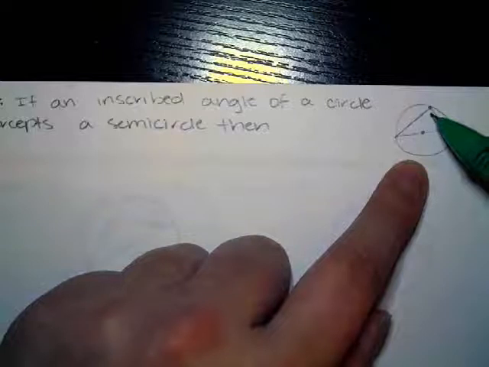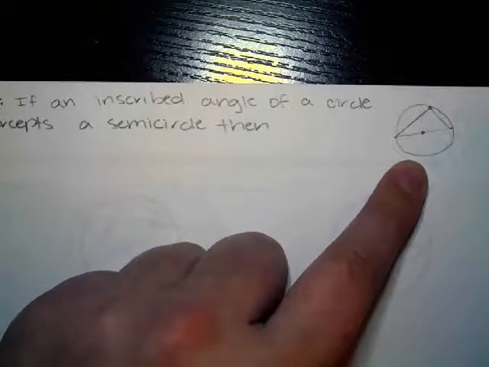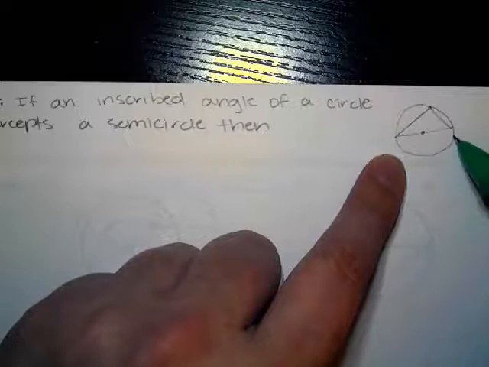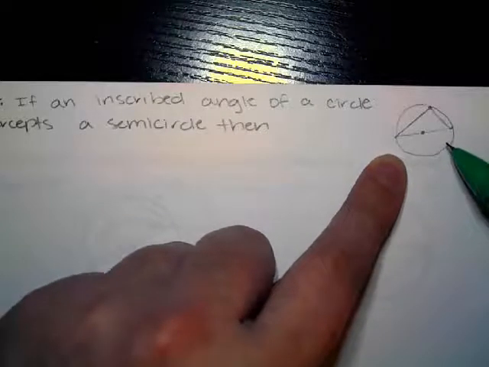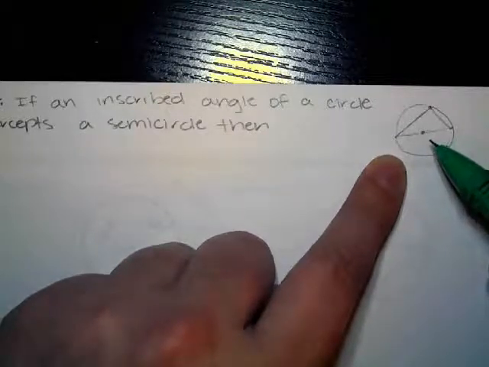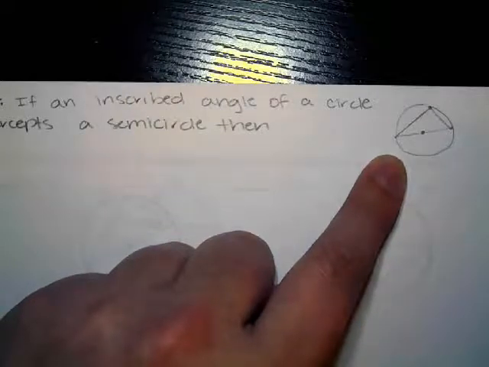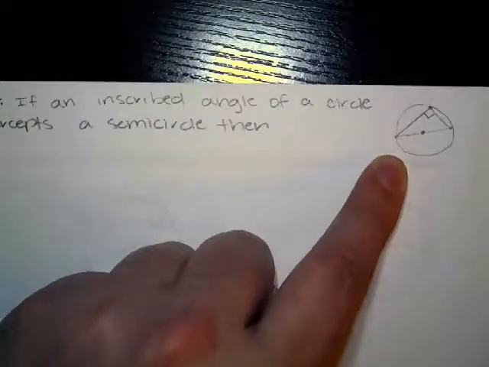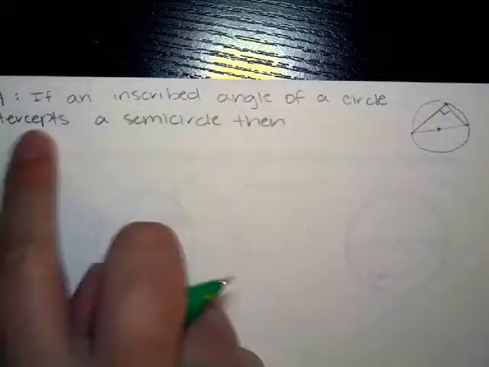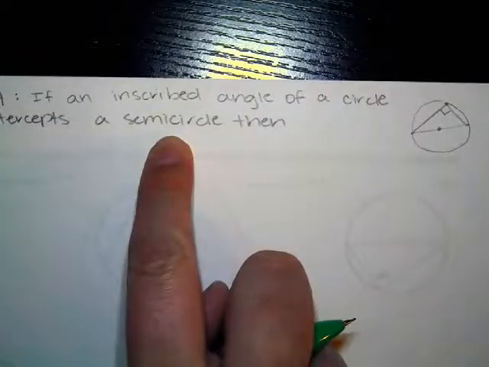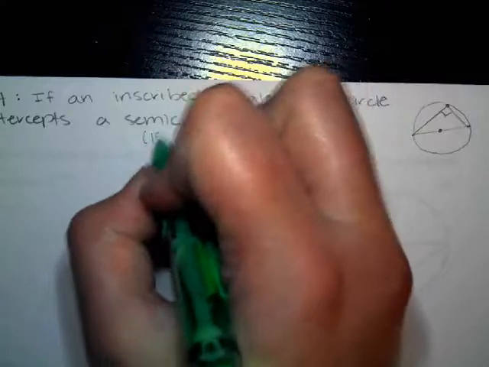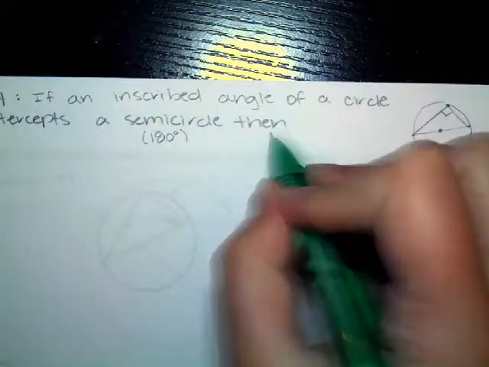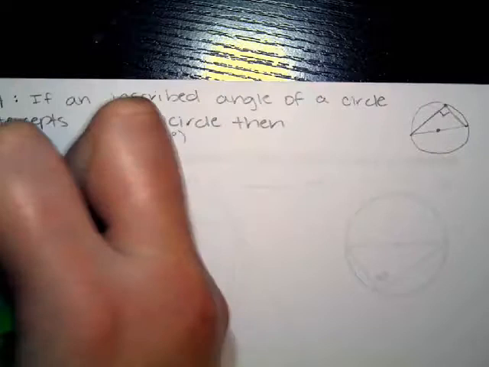And the reason for that is because what we just did is we drew an inscribed angle whose intercepted arc is half of a circle. So if the arc is half of a circle, then the angle has to be a 90-degree angle no matter where you drew the angle. So this is a 90-degree angle by default because the arc is a semicircle. So if an inscribed angle of a circle intercepts a semicircle, 180 degrees, so it's half of a circle, then it forms a right angle.